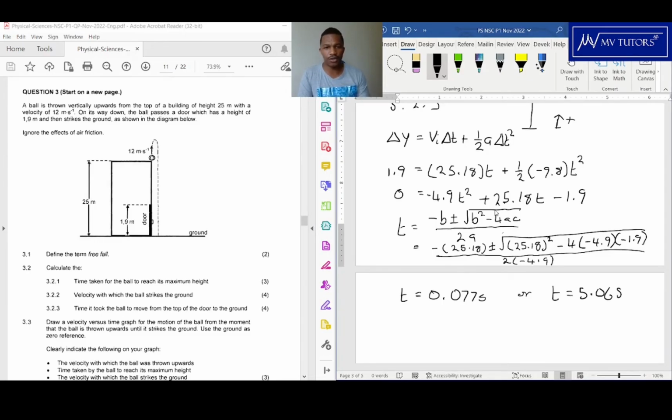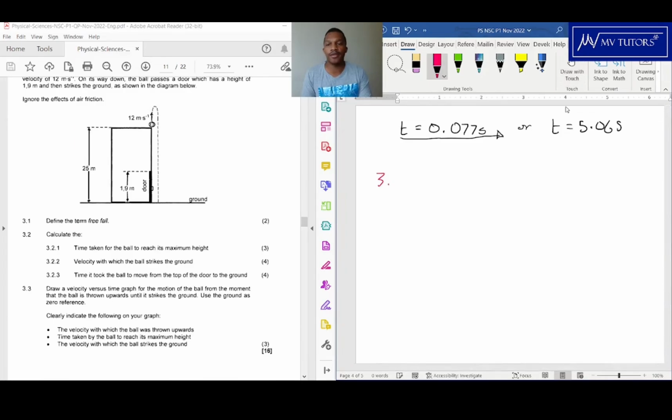So I can conclude with positivity that this is my final answer here, 0.077, for a height of 1.9 meters. Okay, right, well, that's it. Okay, let's look at 3.3 now.